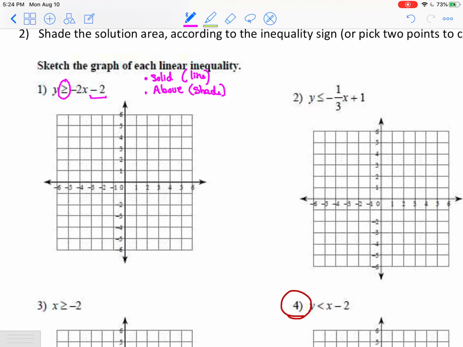All right, let's graph this. So here we have our b down here at -2, and we're going to use our slope of -2/1. So I can either go down 2 and over 1 or up 2 and over negative 1. Either way, I'm good. And I've already decided that I need that solid line. Okay, and I know that I'm going to be shading above. And that's it.